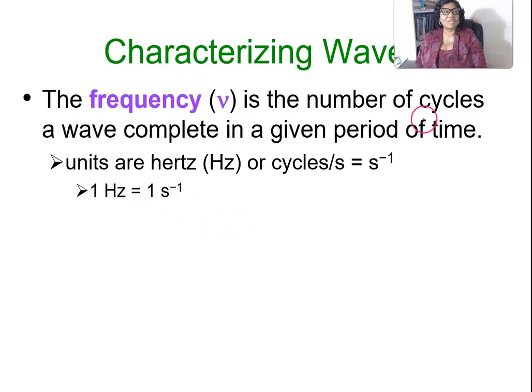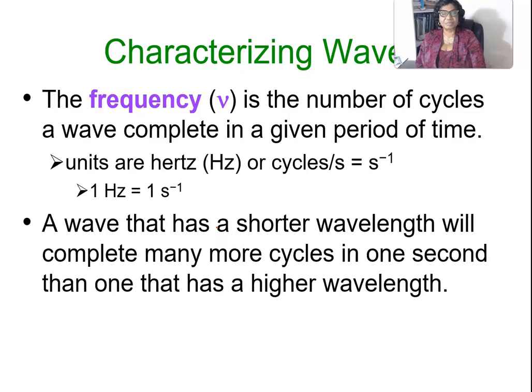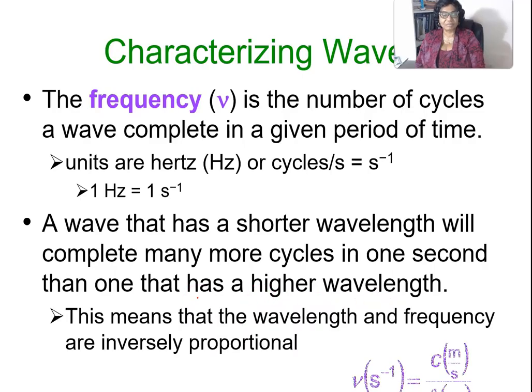So frequency is the number of cycles a wave completes in a given period of time. The units of frequency are hertz or cycles per second. A wave that has a shorter wavelength will complete many more cycles in 1 second than one that has a longer wavelength. So what does this represent? It means that wavelength and frequency are inversely proportional.